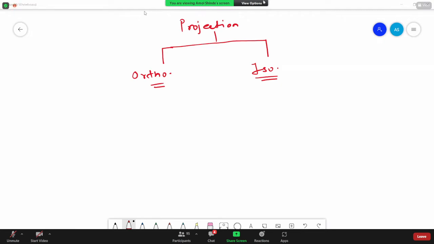Abhishek Kumar, please answer the question. Abhishek Kumar, are you there? If you're not able to answer, मैं पक्का आपको मीटिंग से रिमूव करूंगा, or you will be marked absent. Abhishek Kumar is there? Yes, sir. Present, sir. Okay. If you are present, tell me what is orthographic projection?